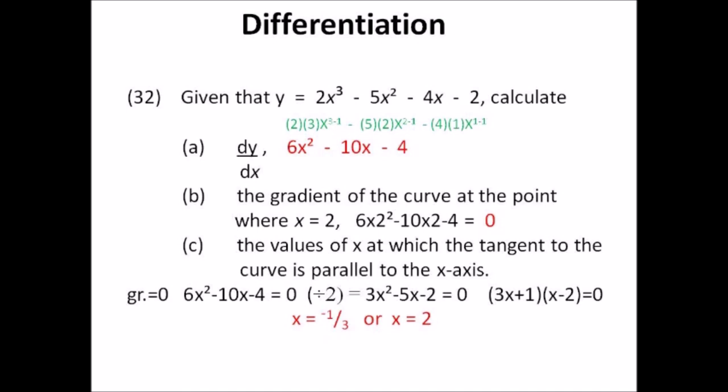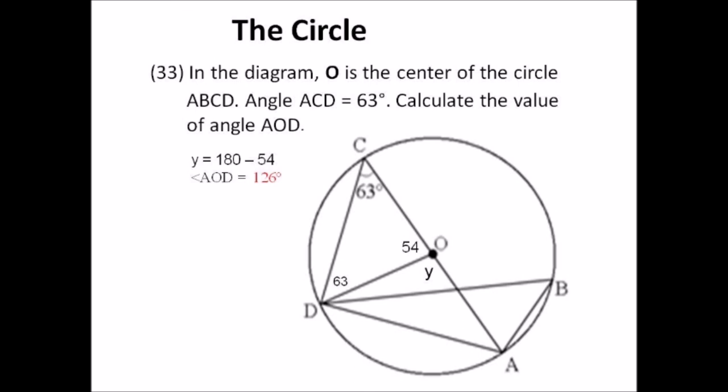For the circle, finally, you have to work out AOD. I did it the long way, where you find 54, or you can do the short way. It's 63 times 2, because it subtends from the same arc. So 63 times 2 is 126.